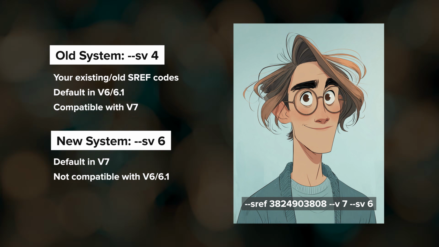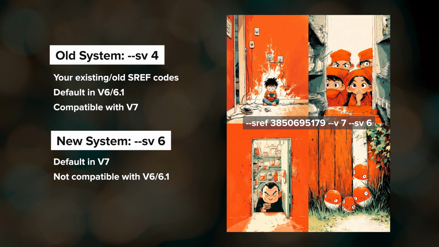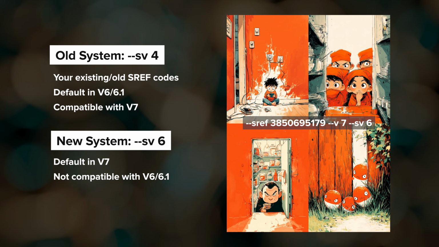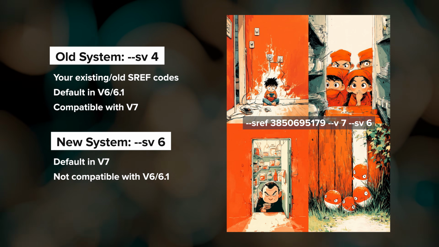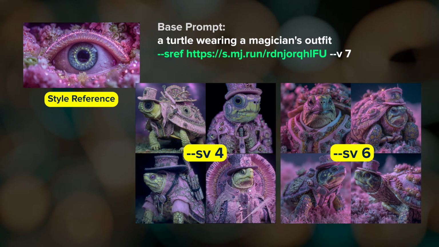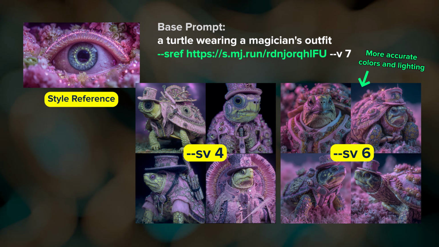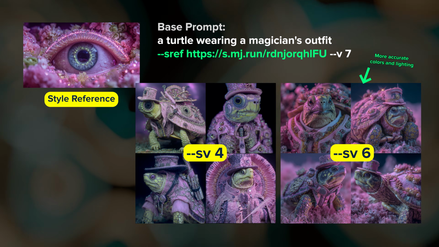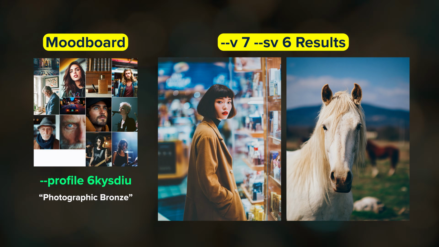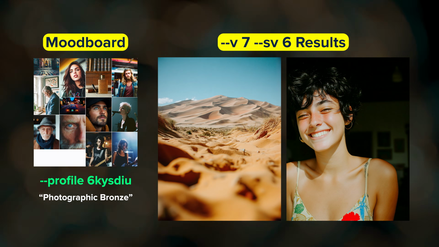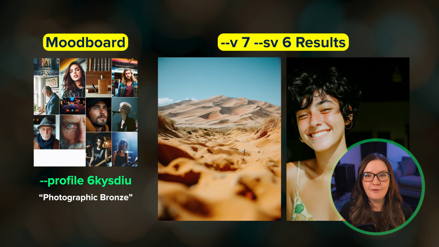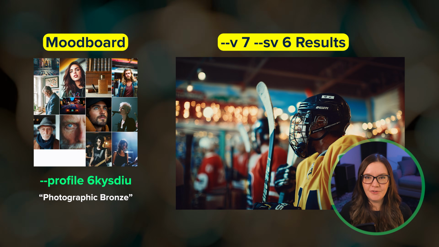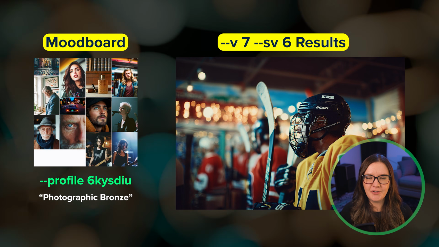The new system comes with a brand new set of more than 4 billion SREF codes that you can discover using SREF random or by entering a random number after the SREF parameter. The new system is better at understanding the style of an image, so when you do use images as style references, the results should match more closely to your input reference. Mood boards should also give you more accurate styling that better reflects the style and variety of the images in your mood board. For a detailed breakdown of the new SREF system, including examples of some of the new SREF codes, check out my latest SREF update video, which I'll link below.